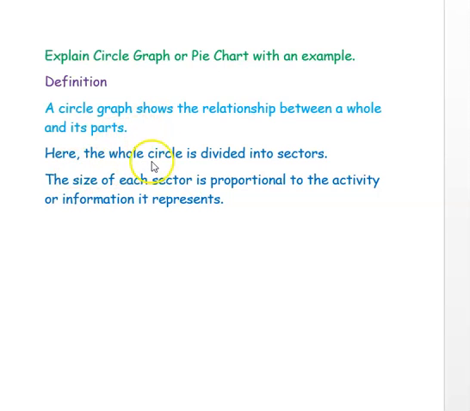So here the whole circle is divided into sectors. As the name indicates, we'll be drawing a graph in the form of a circle that we'll call as the whole circle, and we'll be dividing the circle into different sectors based on the given information. So the size of each sector is proportional to the activity or information it represents. So the size of the sector we are dividing represents the information or activity given in the question.